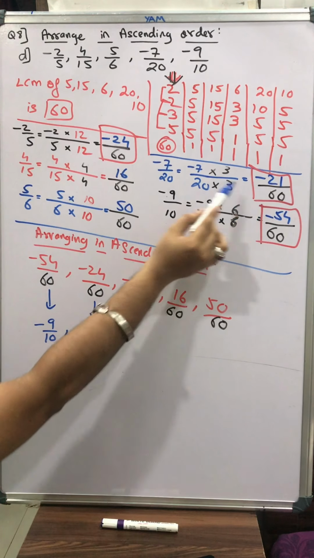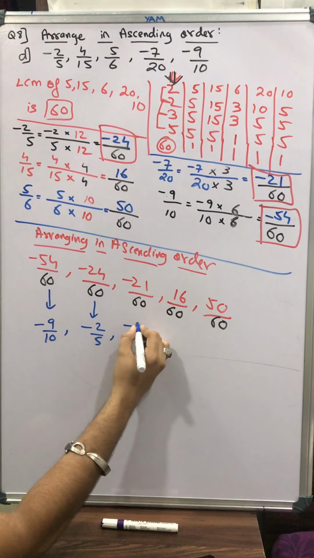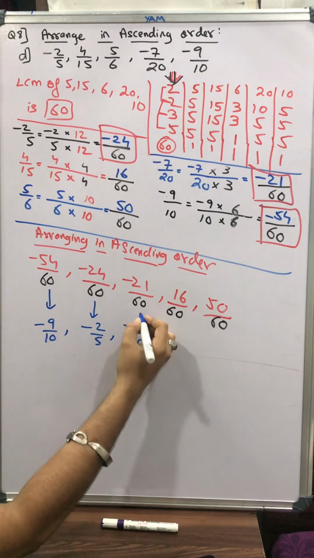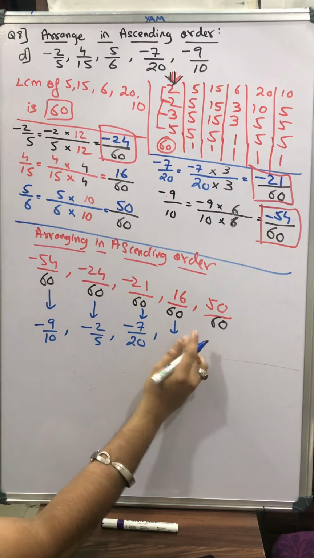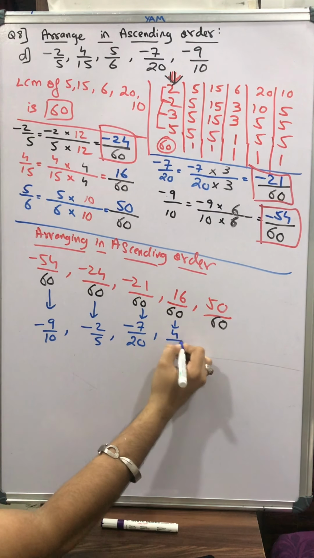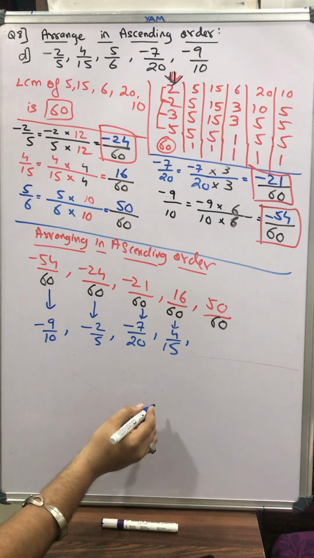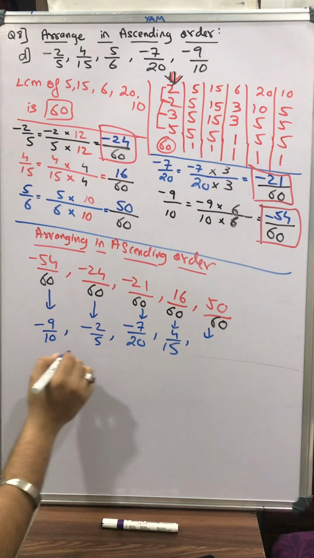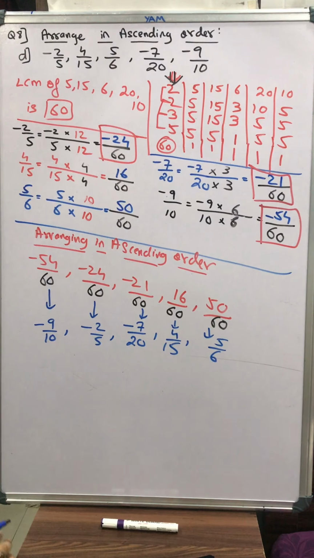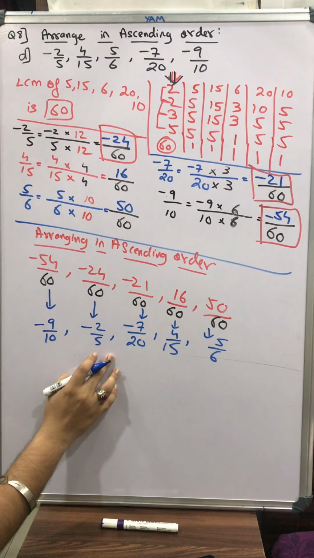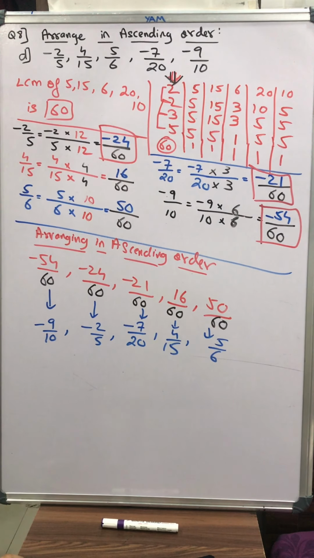Minus 21 upon 60 we got from minus 7 upon 20, so I have to write minus 7 upon 20. From where we got 16 upon 60? 16 upon 60 we got from 4 upon 15, so I have to write 4 upon 15. And from where we got 50 upon 60? 50 upon 60 we got from 5 upon 6. So students, our final answer, arranged in ascending order, is minus 9 upon 10, minus 2 upon 5, minus 7 upon 20, 4 upon 15 and 5 upon 6. Hope you understood. Now please pause the video and do it by yourself.